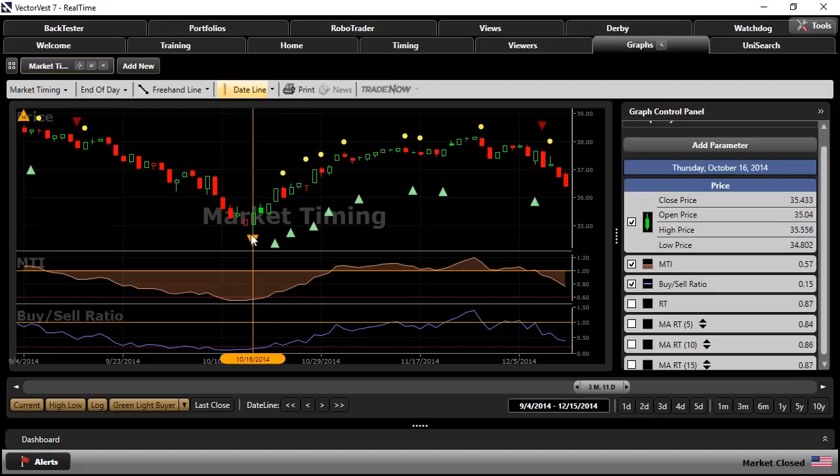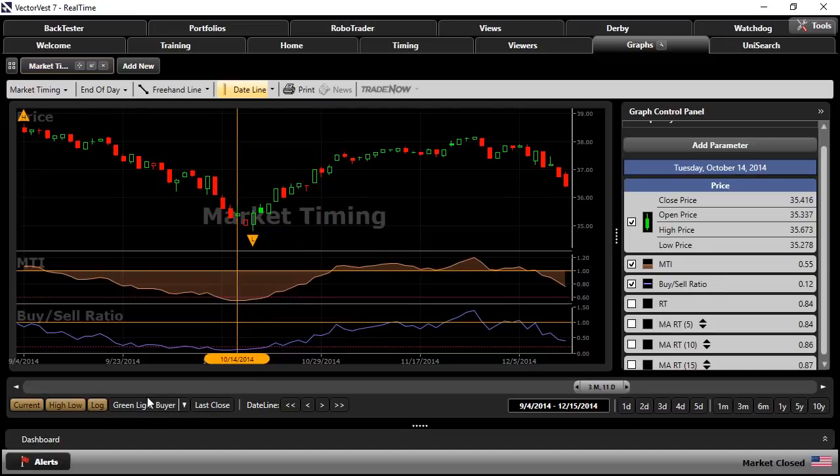Here we go. Let's go find 10/14 of 2014. Why? I'm looking for the lowest values during this time of both the MTI and buy to sell ratio. Remember, the further it goes below the value of 0.60 and below the value of 0.20 gives you that rubber band effect. Let's take off the market timing for a second here. So 10/14 was that opportunity.